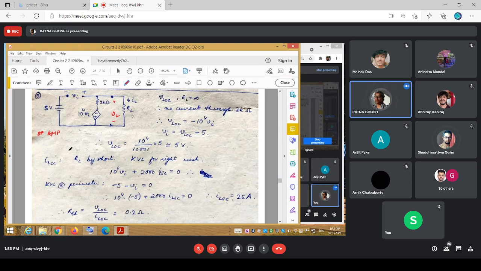Now, for the ILSC, the short circuit current, we are shorting this one. If we are shorting this one, naturally we've got a current path here. What we write for that is: the short circuit current is nothing but the ILSC, so 10 to the power 4 VI plus ILSC is passing through this whole 2 kilo ohms. So 10 to the power 4 VI plus 2000 ILSC is equal to 0. Right?